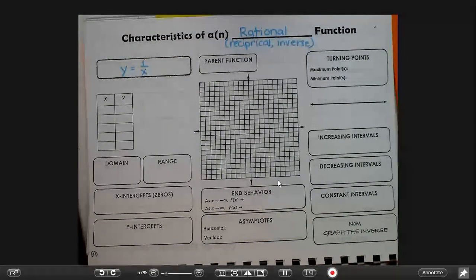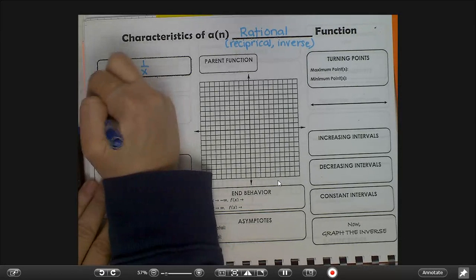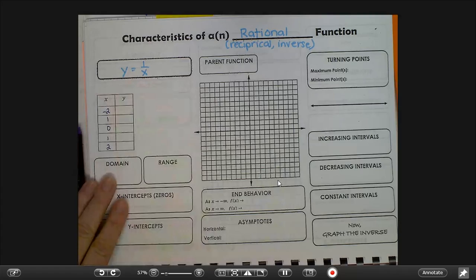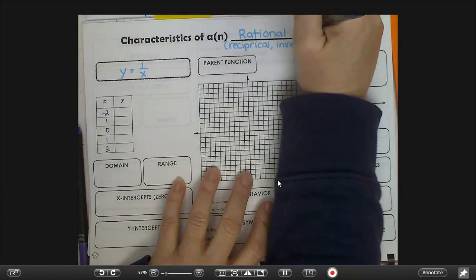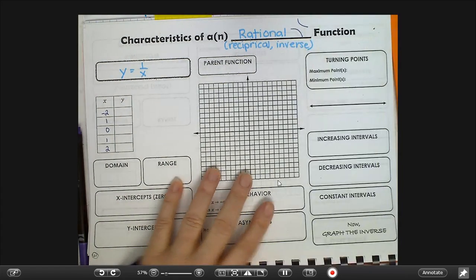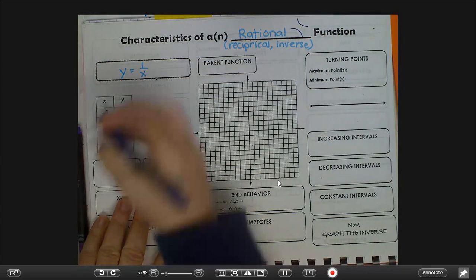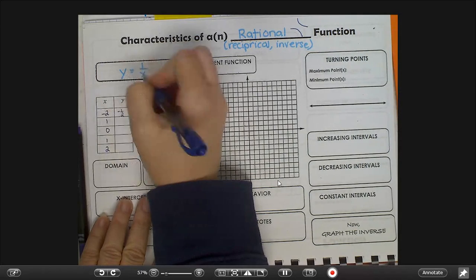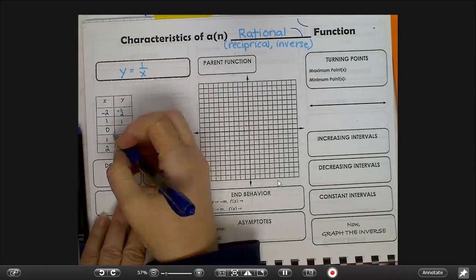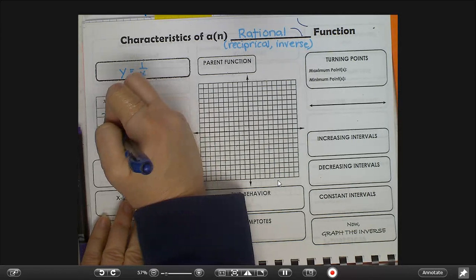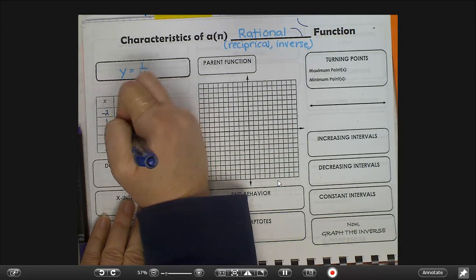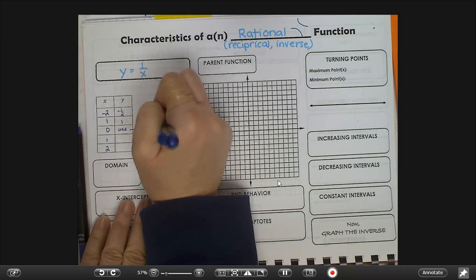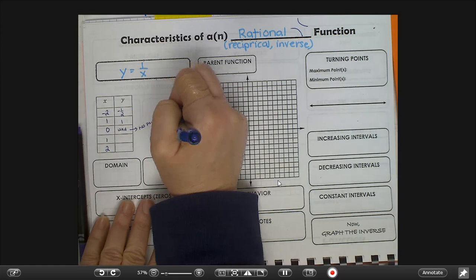All right, let's graph some points. We're going to have -2, -1, 0, 1, 2. Now, when you think of rational, you should think of this kind of a picture. So if we substitute in -2, then we're going to have -1/2. 1 and 1. 0 and undefined. There is no point here because 1 over 0 doesn't exist.